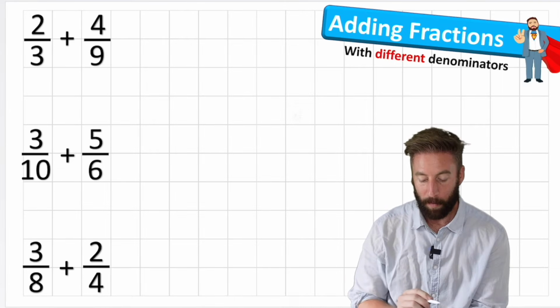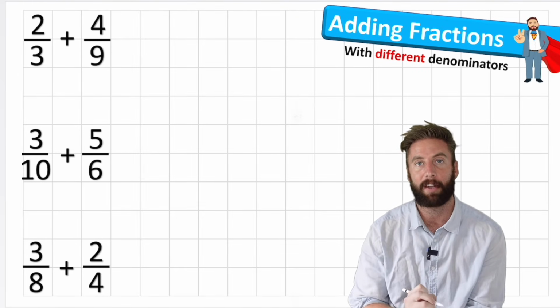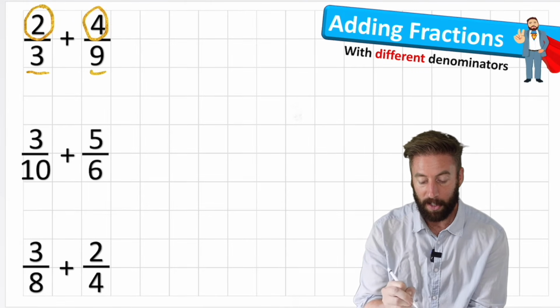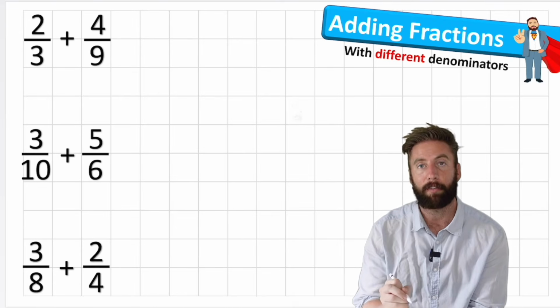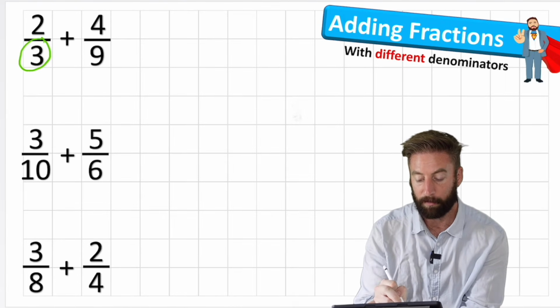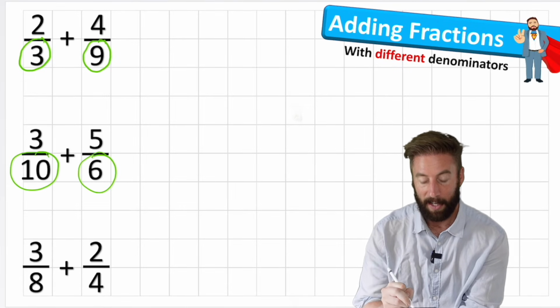Okay guys, so we're working with these 3 questions today, and the first thing I can notice is that we now have different denominators in our question. So a denominator, as we know now, is the number underneath the fraction. Our numerator is the number on the top. So as you can see in these questions, I have different denominators that I'm trying to add. I'm trying to add 2/3 to 4/9, 3/10 to 5/6, 3/8 to 2/4.